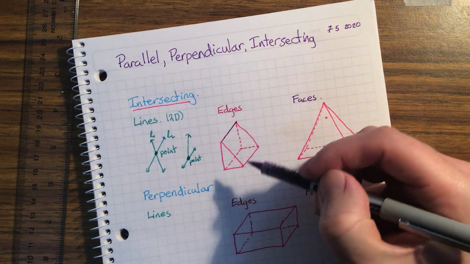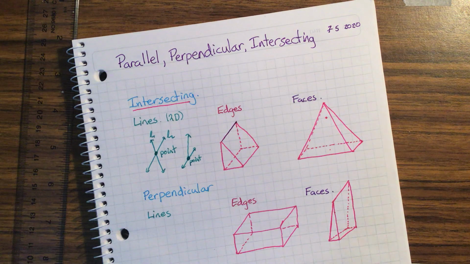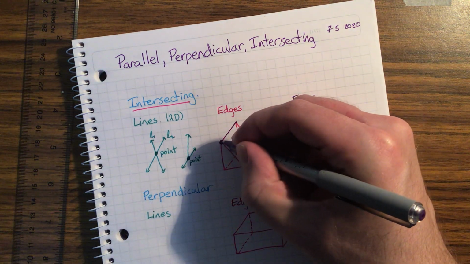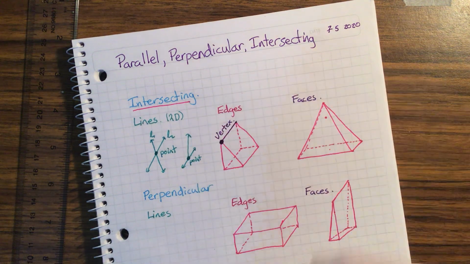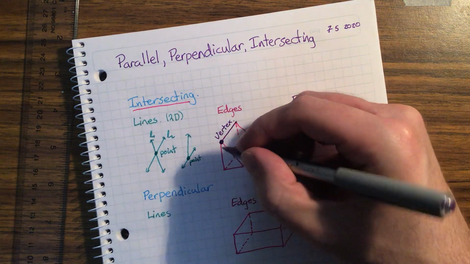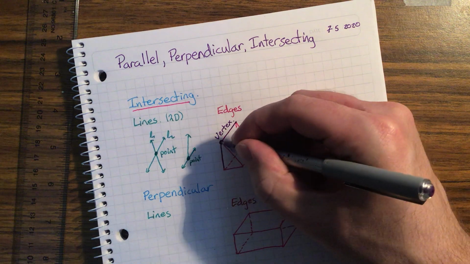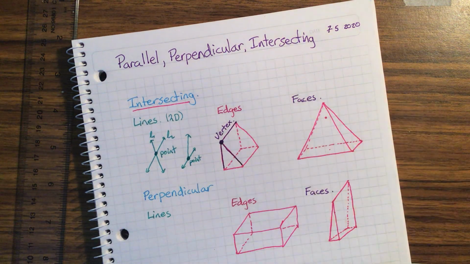There's an edge right there. Edges intersect at a vertex. There's a vertex. And you can see that this edge intersects with two other edges at that vertex. There are three edges that intersect at a vertex.